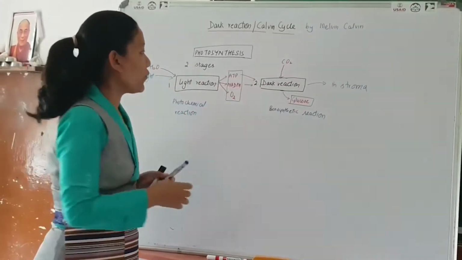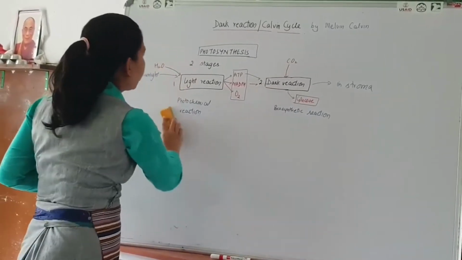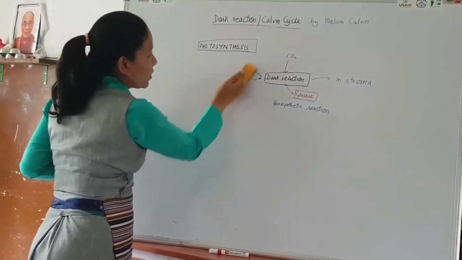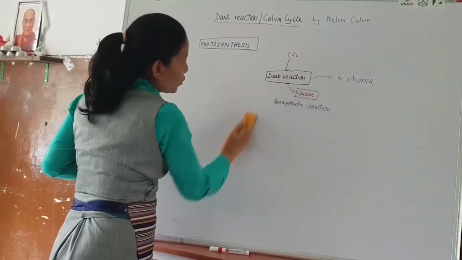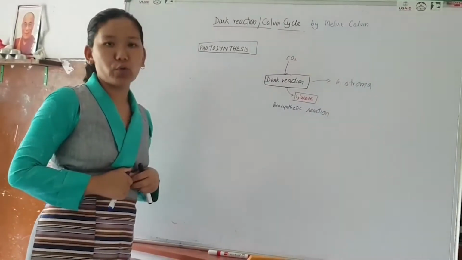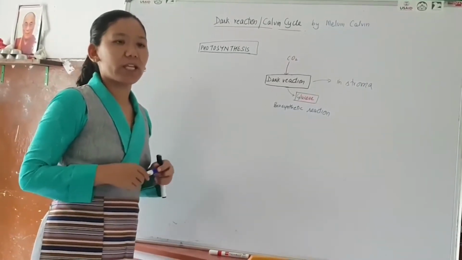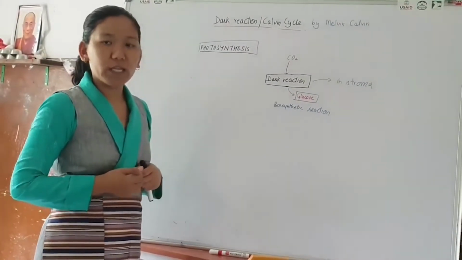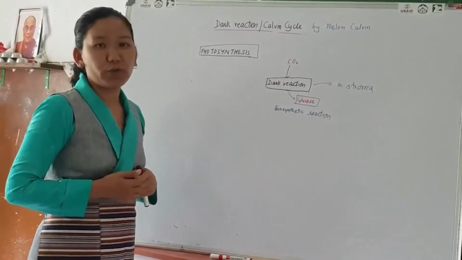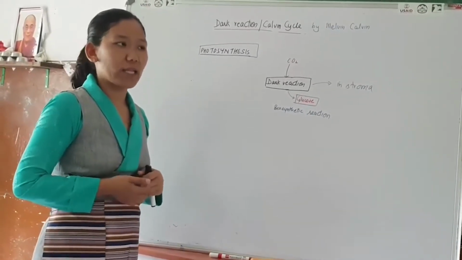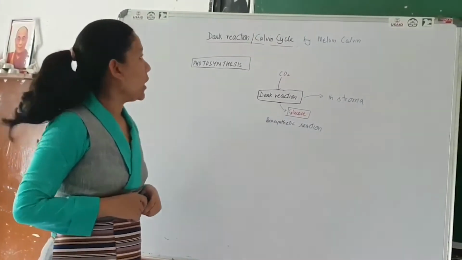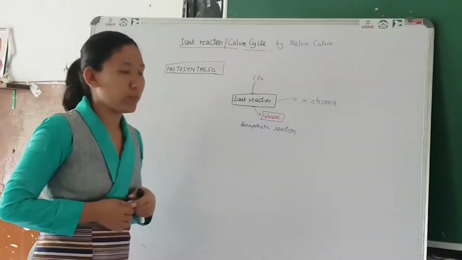So in today's class, let us focus on this dark reaction. This dark reaction or light independent reaction leads to the formation of glucose, and it was first explained by Melvin Calvin using C14, that is radioactive carbon, to trace the formation of glucose in aquatic algae. Since it was explained by Calvin, it is also called the Calvin cycle.